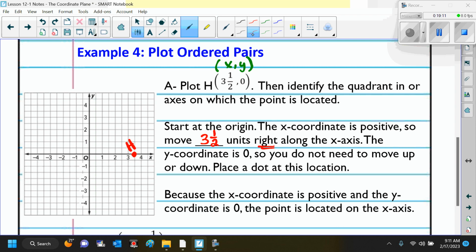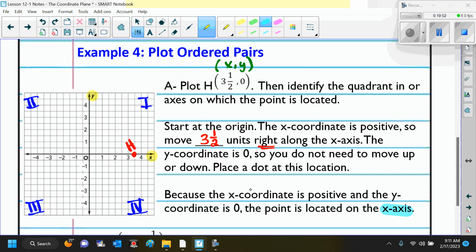Okay, so let's see. We've got quadrant. And remember, it goes in a C shape for a coordinate plane. Okay, so we've got quadrant 1, 2, 3, and 4. Is it in a quadrant? No, it's on a line. So if it's on the line, then you decide, is it on X or is it on Y? Well, of course, it's right here on this one, so it is on the X-axis.